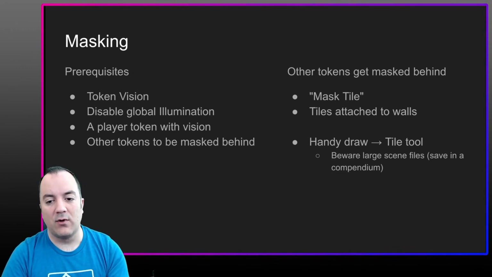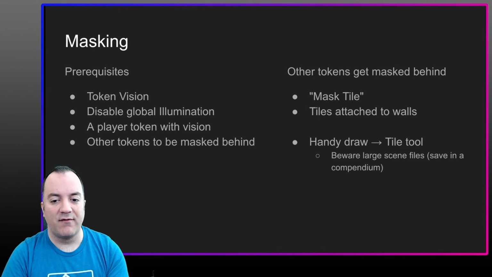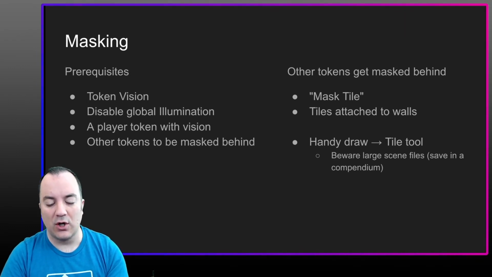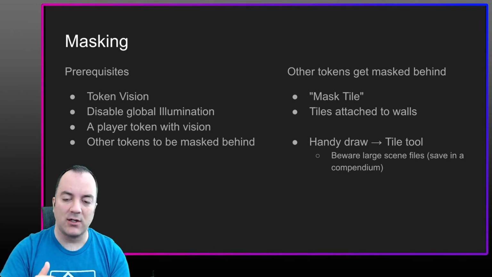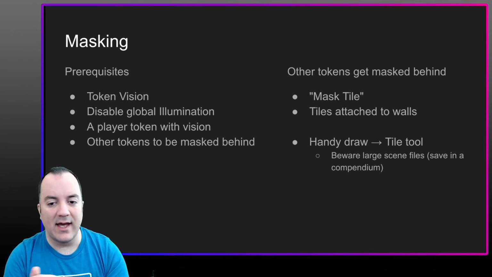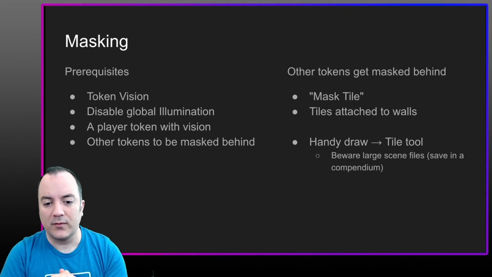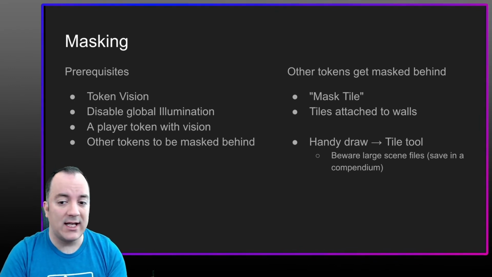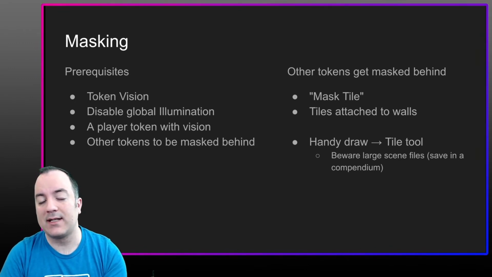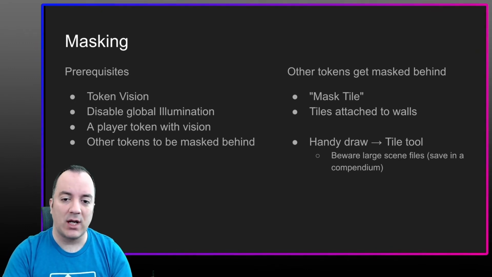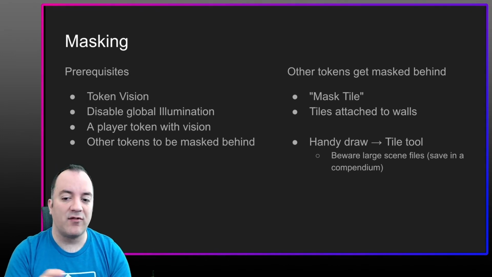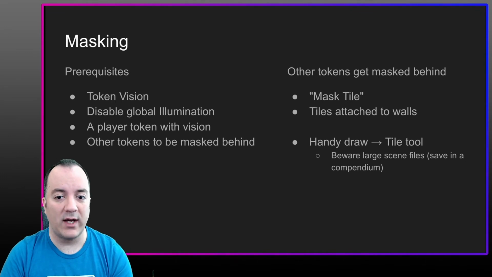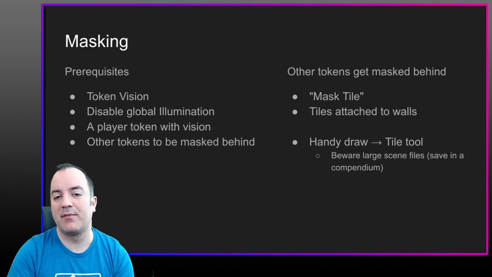Or it'll do auto masking for anything that is a wall, anything that is a tile that's attached to a wall, to show where its bottom location is on the screen, so anything that steps behind that will start being masked. There's also a handy utility in here for converting a drawing into a tile, so that you could just draw the shape that you want to be the mask and then convert it into a tile that has the mask tile turned on. And that can be a useful way for you to quickly add some depth to a scene.